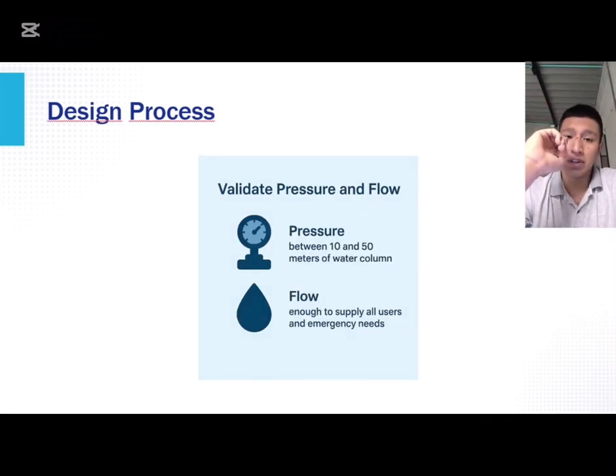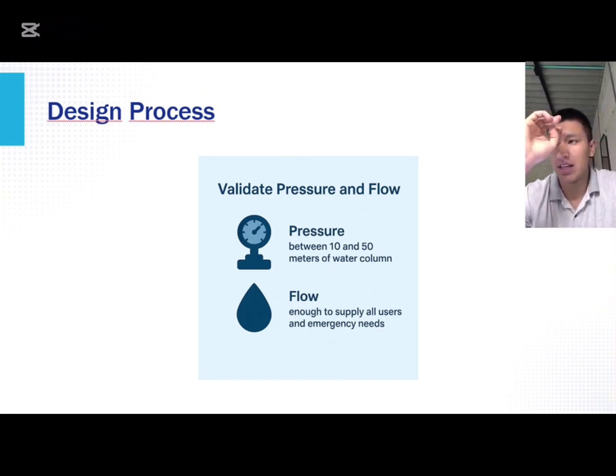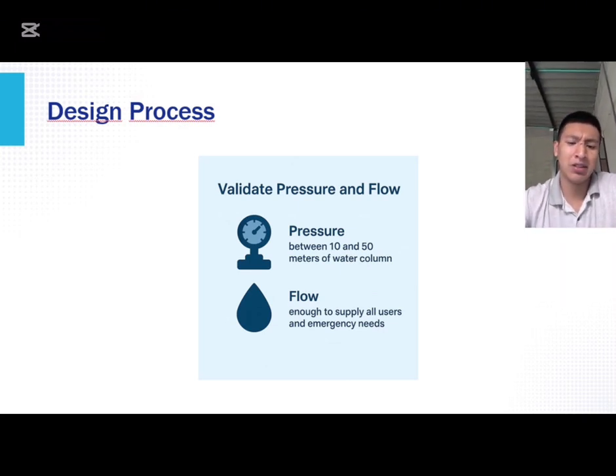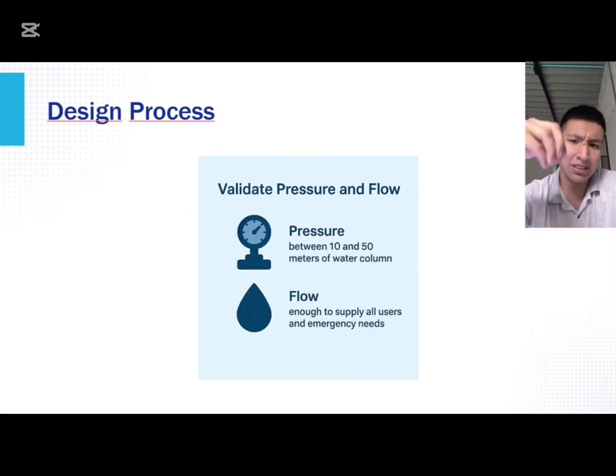The fifth step is to validate the pressure and flow. The result must meet the required standard. Pressure: the norm is between 10 and 50 meters of water column. Flow must be enough to supply all the users and emergency needs. This is all about the design process. There are many other points, but these are the most important.